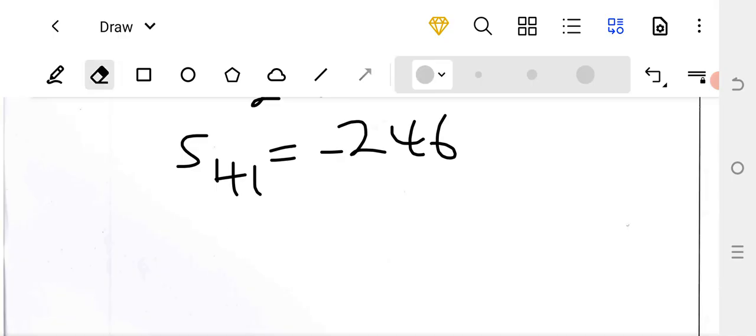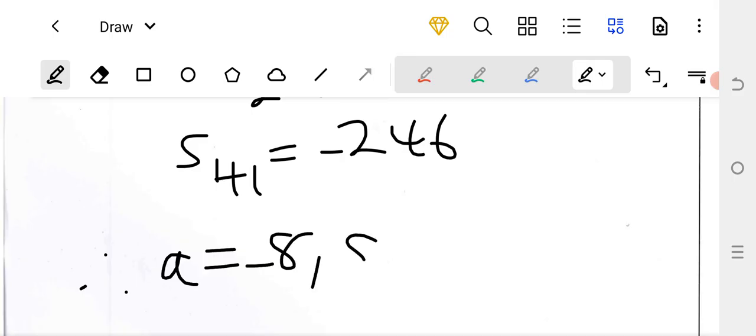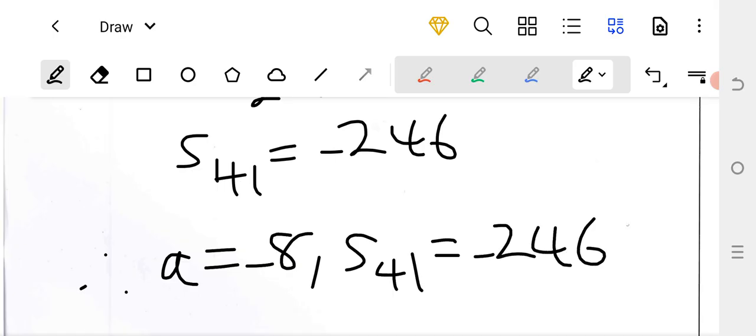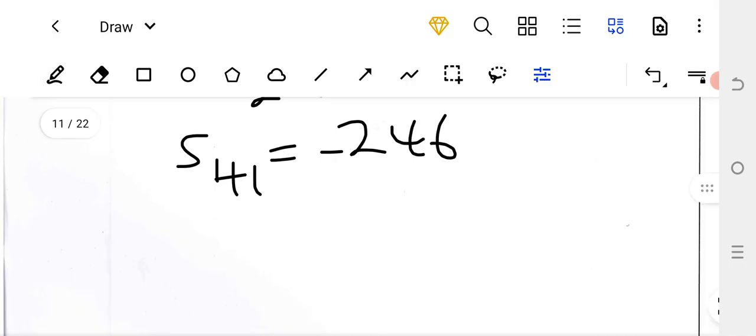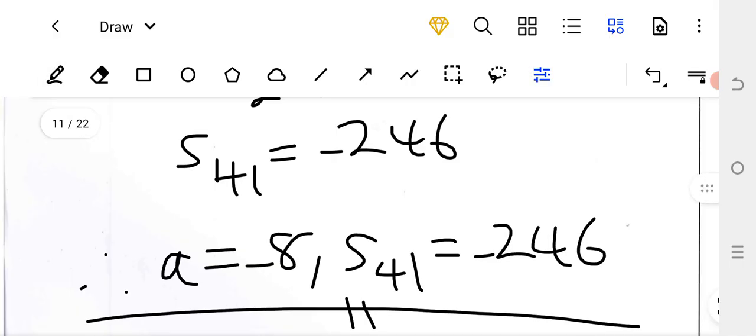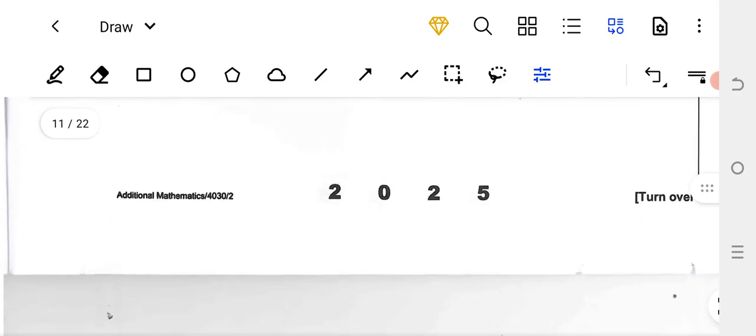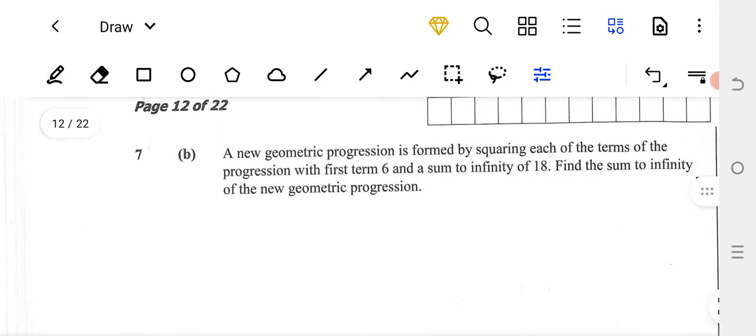We clean up there. Therefore, a is equal to negative 8. Then the sum of the first 41 terms is equal to negative 246 as your final answer. So a is equal to negative 8. Then the sum of the first 41 terms is equal to negative 246. So you have got your 5 marks that easily.